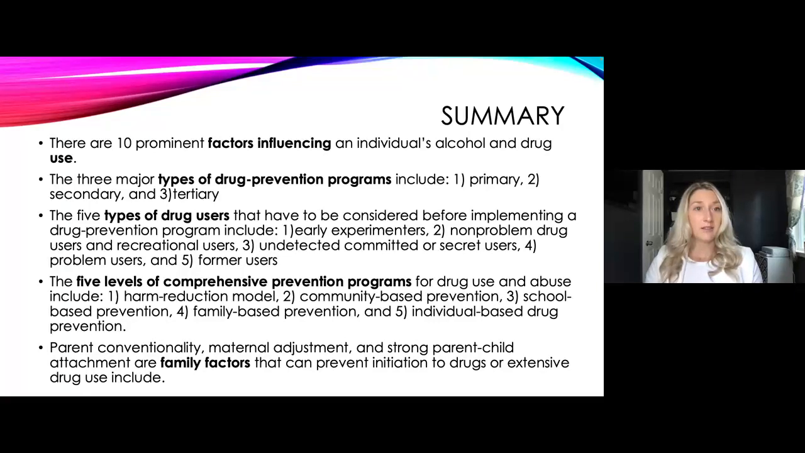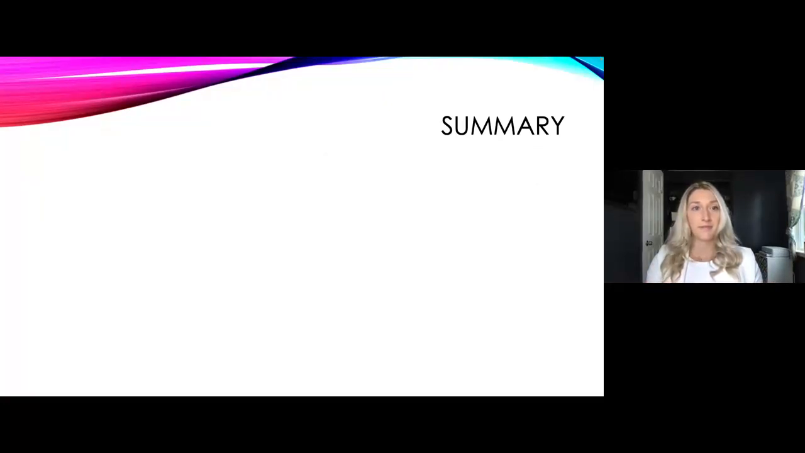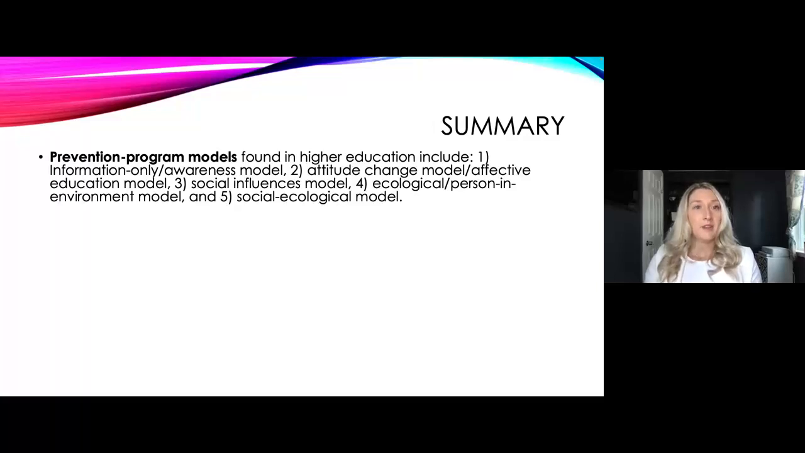Parent conventionality, maternal adjustment, and strong parent-child attachments are family factors that can prevent initiation into drug use or extensive drug use. And then the prevention program models found within higher education, there are 5, including the information only or awareness model, the attitude change model or affective education model, social influences, ecological or person in environment, and social ecological model.